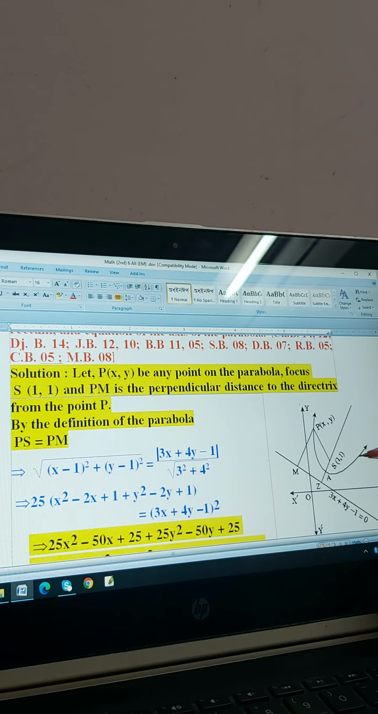Also we have focus equal to (1, 1), and this is PM, which is perpendicular to the directrix. PM is the perpendicular distance from the moving point P(x, y) to the directrix. By the definition of parabola, SP equals PM. What is a parabola? The distance from the focus to the moving point and from the moving point to the directrix is always equal. This is called a parabola.